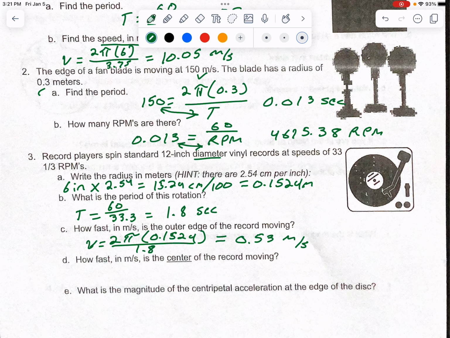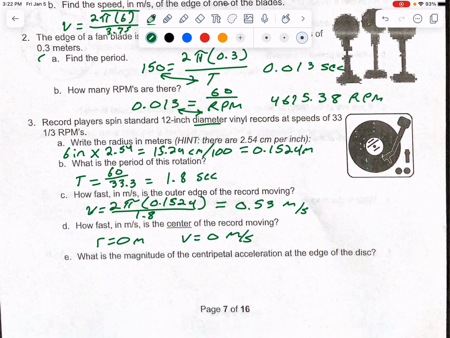Now, part D, there's a reason why center is underlined. If you are at the center of a record, you have a radius of 0, okay? And if your velocity equation requires a radius, if you plug in 0 for r, that means your velocity is going to be 0 as well. You could be spinning around and around, but technically you're not covering any distance, so therefore you don't have a velocity. Your velocity would be 0.